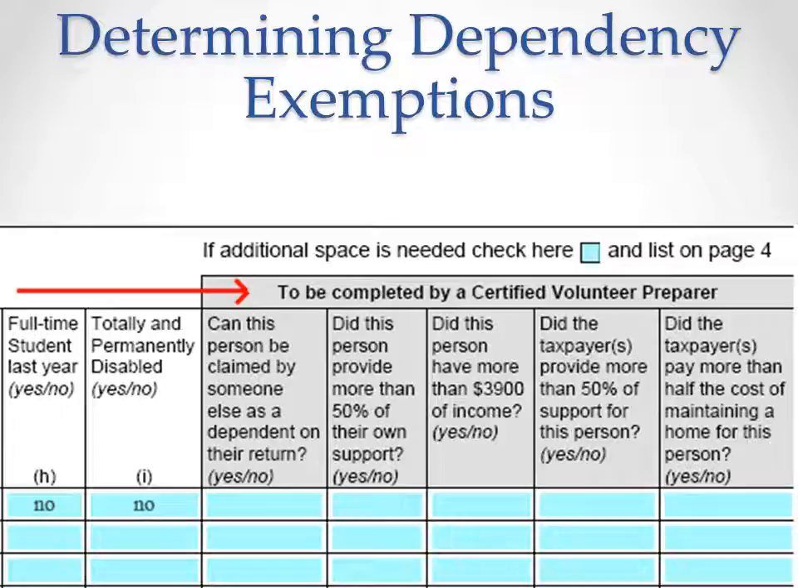Again, if you have questions about this, you can refer to Lesson 4 on filing status, dependents, and exemptions. But basically here in the gray boxes, can this person be claimed by someone else as a dependent on their return? Did the person provide more than 50% of their own support? These are all questions that will help the preparer determine if this person is a dependent.